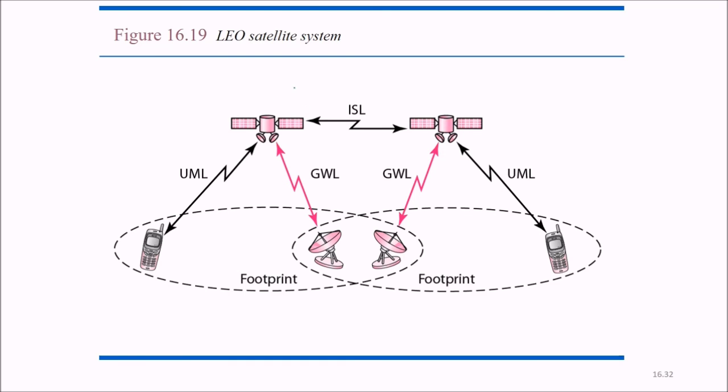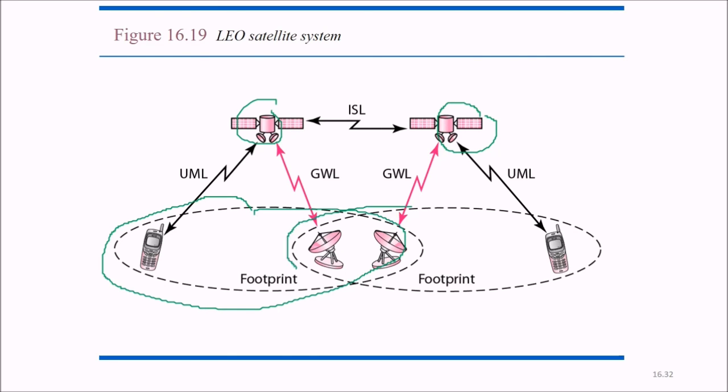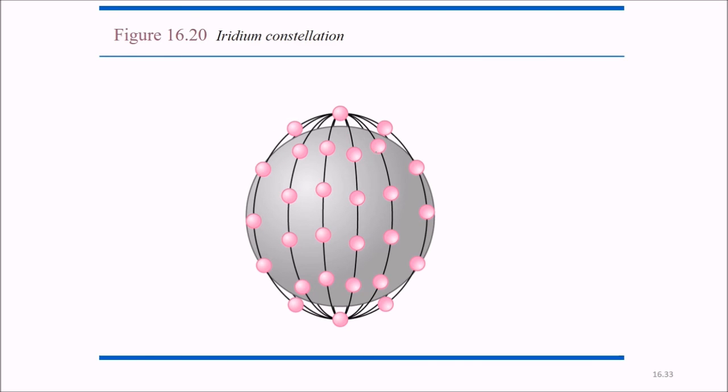What about the LEO, that is the lower Earth orbits? For that, you can have these lower Earth orbiting satellites, and they have a limited footprint. Now you can communicate using these antennas. This is the mobile communication you can have. This is an Iridium constellation.